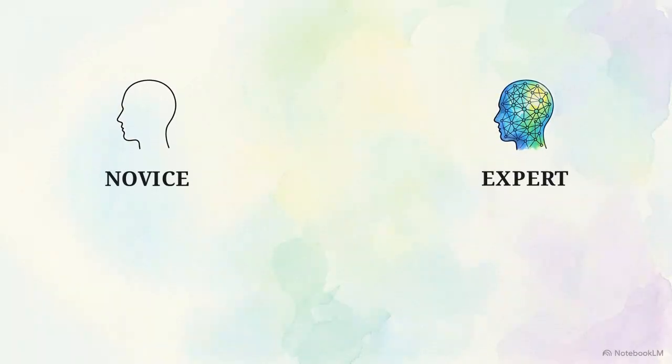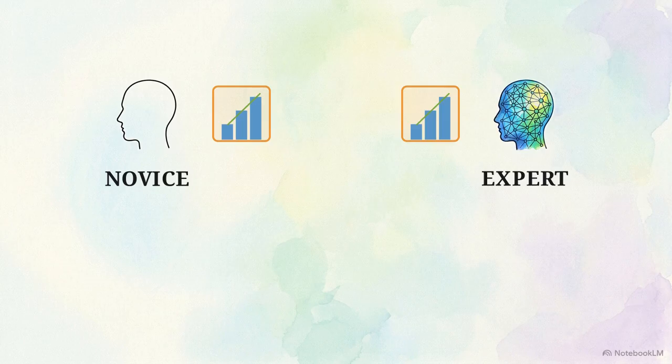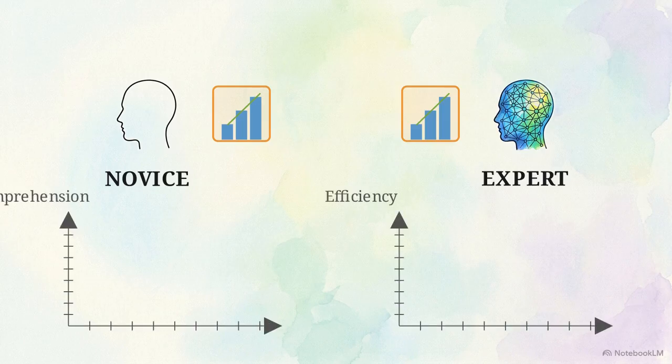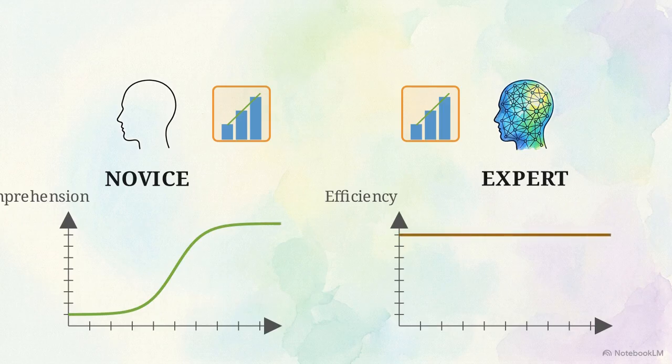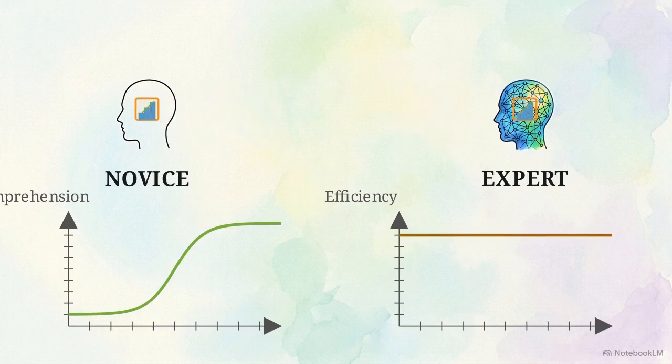The most impactful moderator is prior knowledge. Existing expertise dictates a learner's exact visual processing requirements. This visualization places a novice beside an expert, feeding both the same graphic. For the novice, the graphic generates a massive comprehension spike. For the expert, the identical graphic offers zero advantage. Efficiency flatlines because they bypass the visual using an internal mental model.